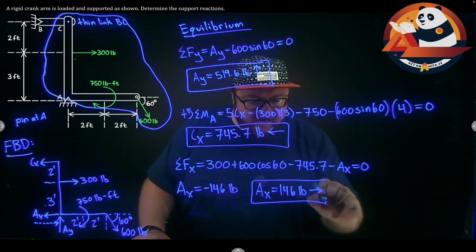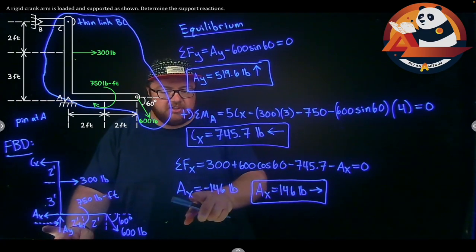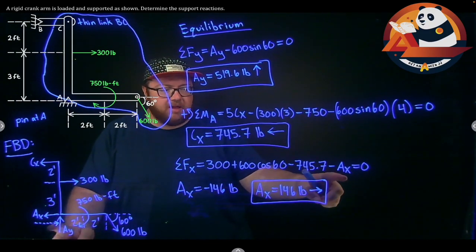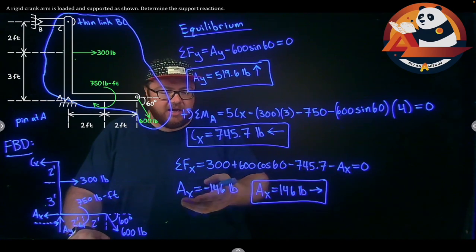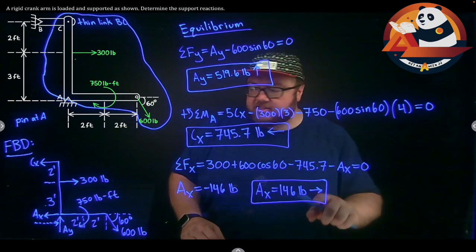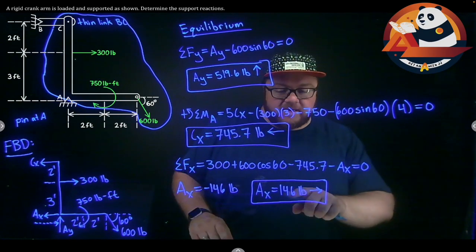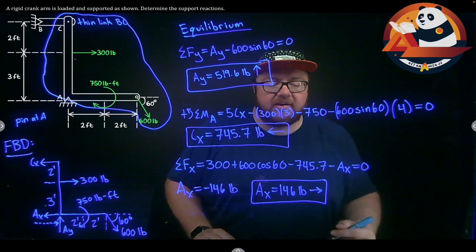If I had come in and originally assumed it was going to the right, my equation just would have changed here because I would have had a plus AX. When I solved it out, I would have gotten AX as a positive 146. We're getting to that same answer. We can assume any direction.